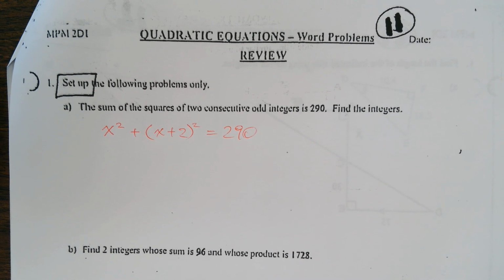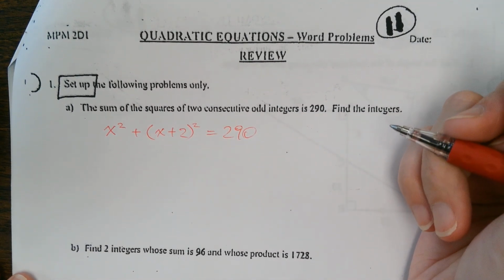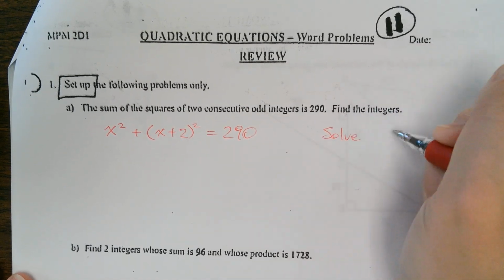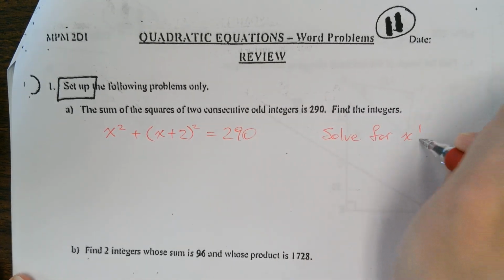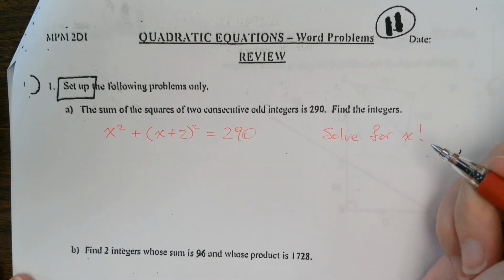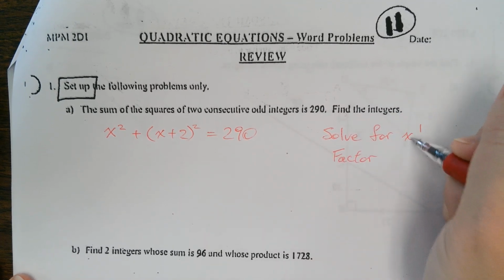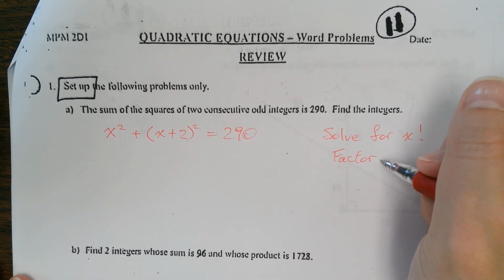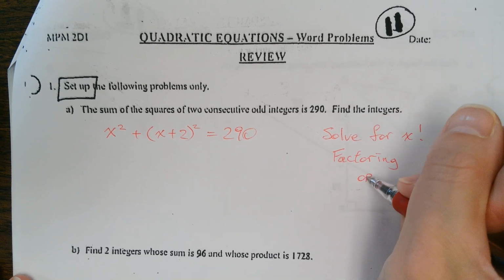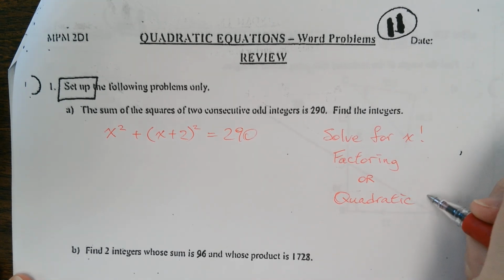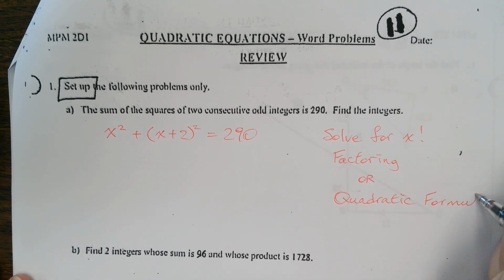And then to solve for x, what would you do? First, I would expand the bracket. Then I combine, expand out the bracket and move the 290 to that side, and then I would use the quadratic formula in order to solve for it. Right. So remember, whenever you solve for x, you're either solving by factoring or quadratic formula. Those two ways solve for x.